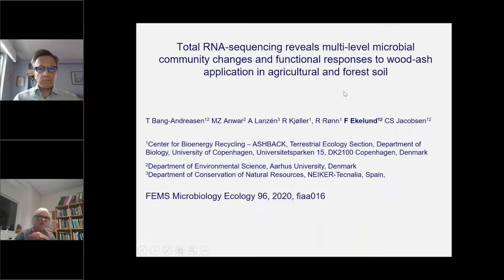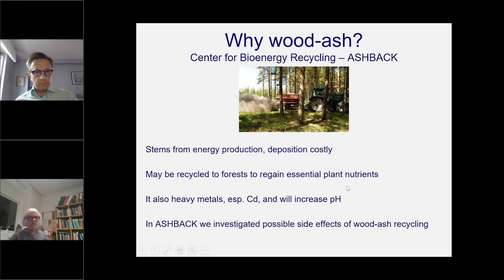Yeah, thank you. I'll present this paper that was previously published in FEMS Microbiology Ecology, called Total RNA sequencing reveals multi-level microbial community changes and functional responses to wood ash application in agricultural and forest soil. It's part of a much larger project that we did in our Center for Bioenergy Recycling, ASHBAC.